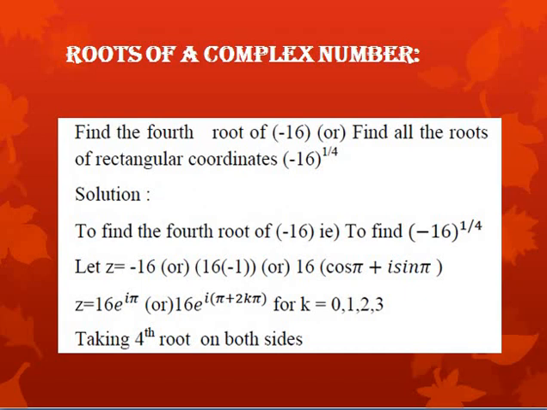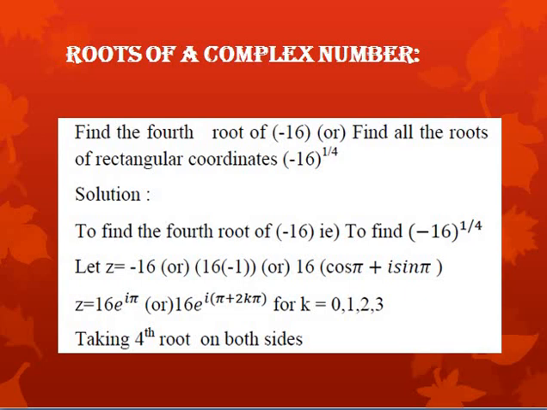Let me solve the following problem. Find the fourth root of minus 16, or find all the roots of the rectangular coordinates minus 16 whole power 1 by 4. Here you are going to use the exponential form of a complex number to represent the given value minus 16. For that, let us take z equal to minus 16. Minus 16 can be written as 16 into cos pi plus i sin pi, because cos pi is minus 1 and sin pi is 0. Therefore that minus 1 is replaced by cos pi plus i sin pi.